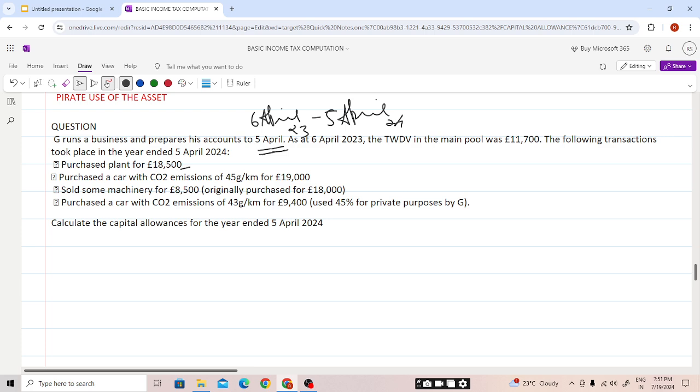Purchase of plant for 18,500, so AIA will be available. Purchase of a car with CO2 emission of 45, main pool, no AIA, no FIA. Sold some machinery for 8,500, originally purchased for 18,000, a disposal. Purchased a car with CO2 emission of 43 grams per kilometer for 9,000, with 45% used for private purposes by G. So this will be dealt with under a private asset pool, a separate pool.